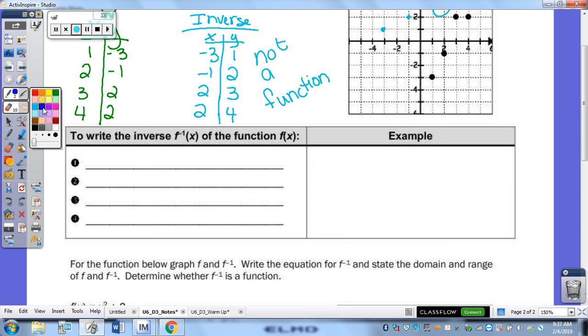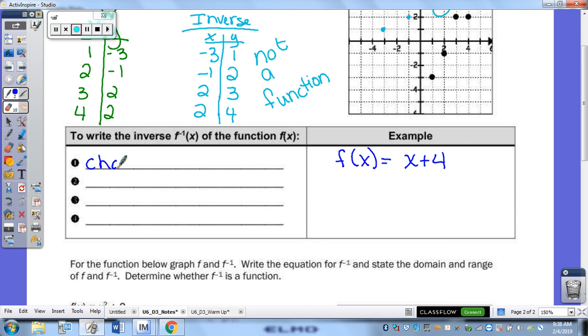So if you have a graph or table of values, all you got to do is switch those points, x and y. Those ones are nice and easy. There's a few more steps though if you have to find the equation of an inverse. So let's say we have over here in my example, we'll start with an easier one, f of x equals x plus 4. So first thing we want to do is change f of x to y.